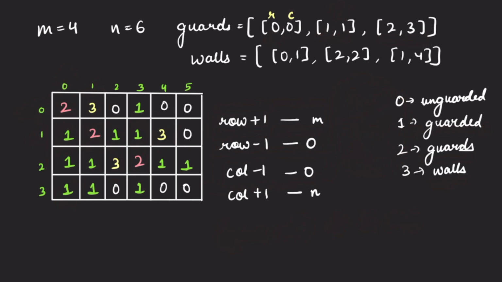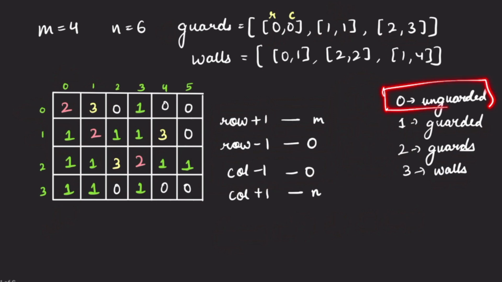Now what you can do is, after you are done with the guards, you can simply iterate inside this grid and check which cells have their value as 0, because 0 denotes the unguarded cells.